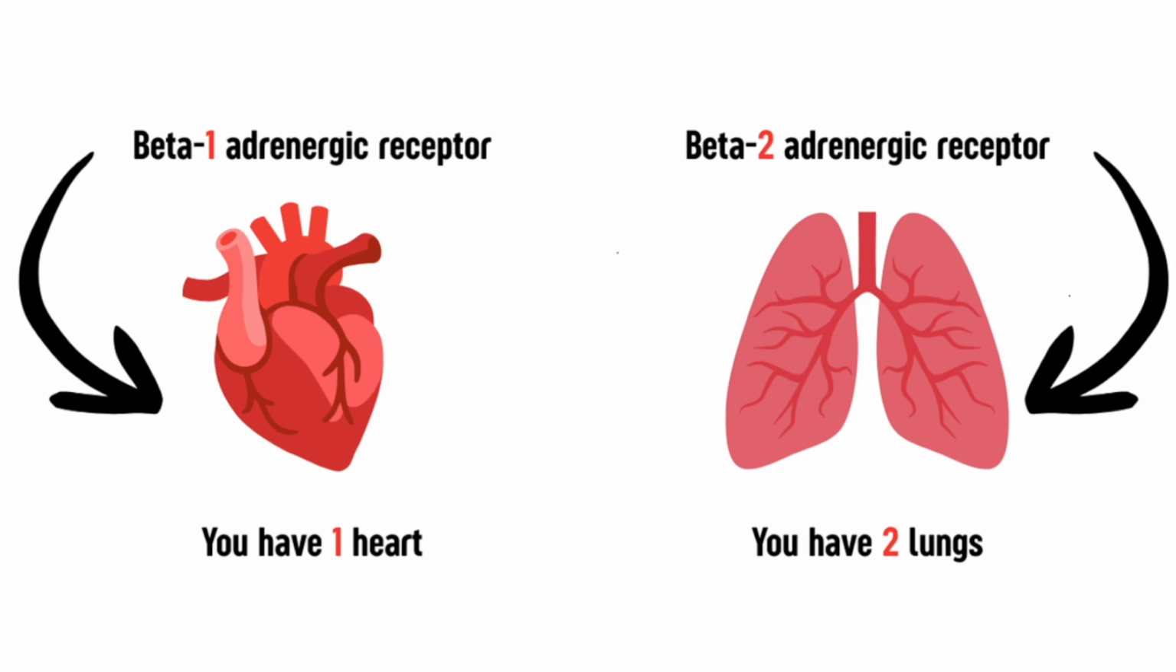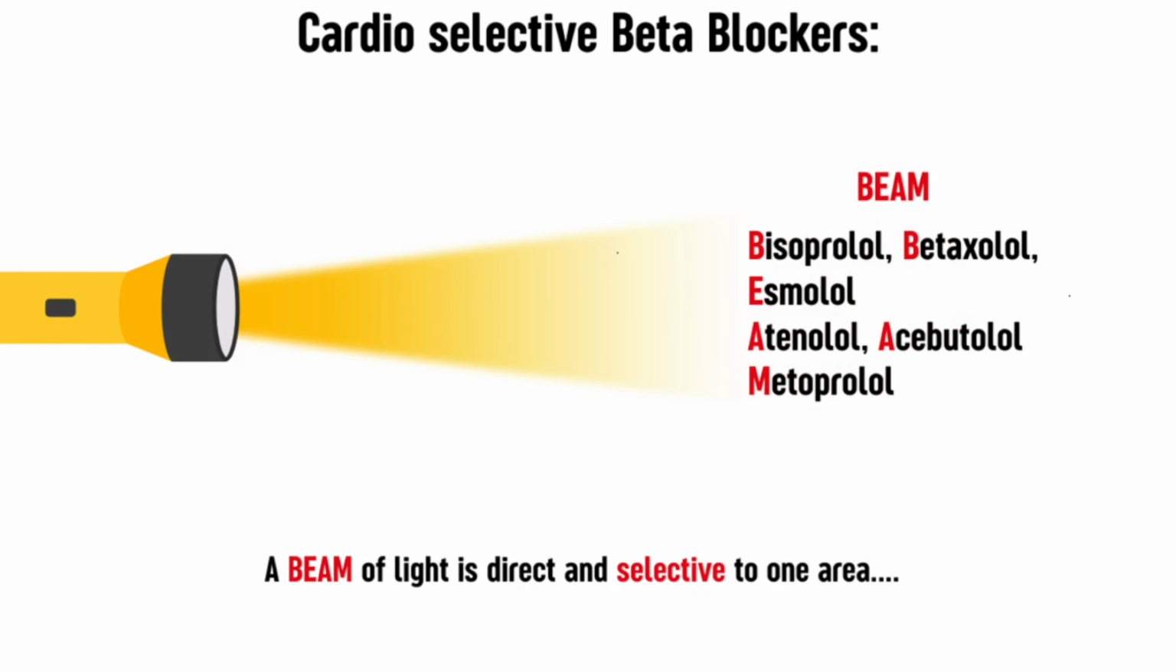Now there's a bunch of beta blockers, so how the heck can you remember which are cardioselective and which are non-selective? Well, remember that a beam of light is selective to just one area. A BEAM is selective to just one area. So if the beta blocker starts with a B, E, A, or M, it's cardioselective. So that's going to be bisoprolol or betaxolol, esmolol, atenolol or acebutolol, and metoprolol.